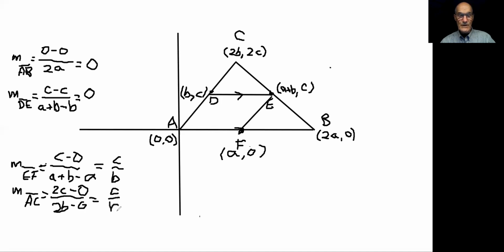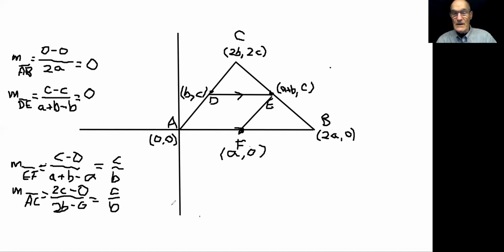So what I've proven here, basically, is that if I take any triangle, regardless of its size or shape, and I connect the midpoints of two sides, then the segment connecting those two midpoints is parallel to the third side.